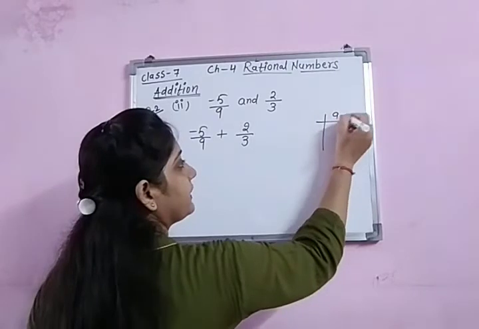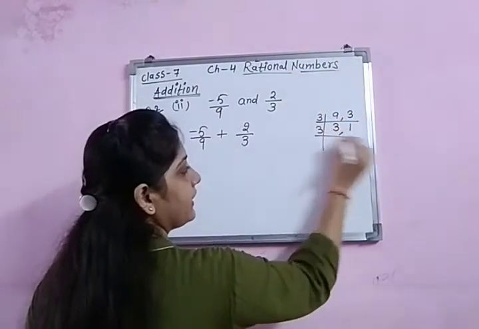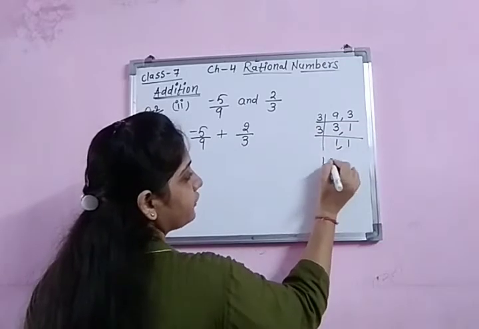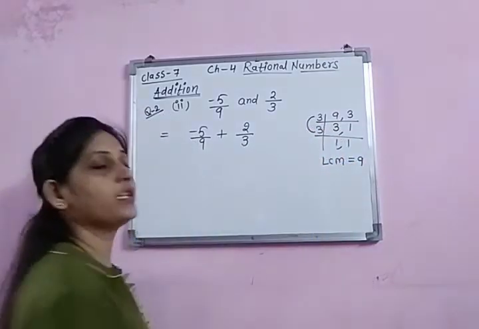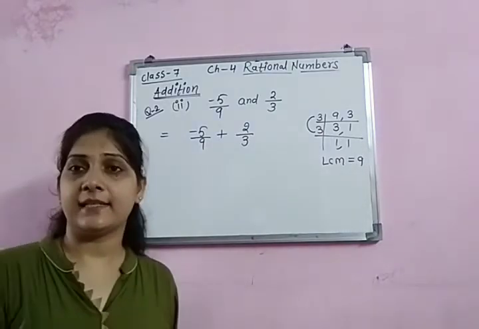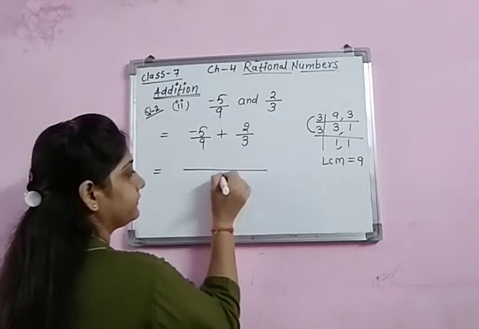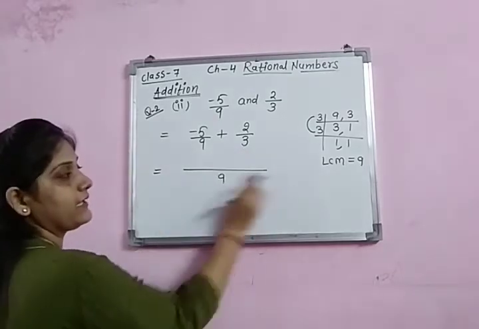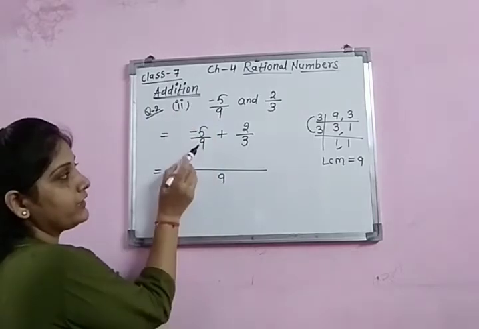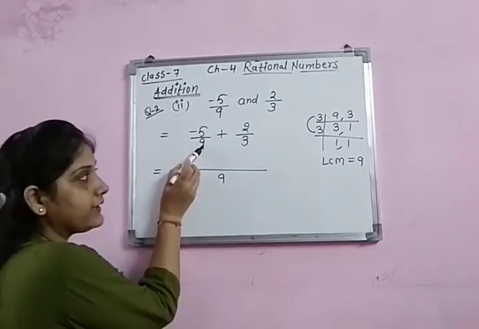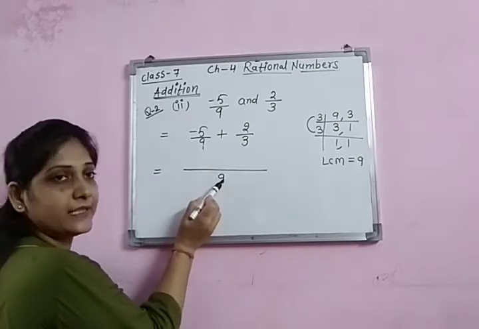LCM of denominators 9 and 3. 3 3s are 9, 3 one time. And there is no need to solve it this way; you can solve it directly also. Their multiplication will be their LCM. So the LCM will be 9. Now write this LCM here, leaving some space in the center. Look at this rational number. What is its denominator? By this denominator we have to divide the LCM. Divide 9 by 9.